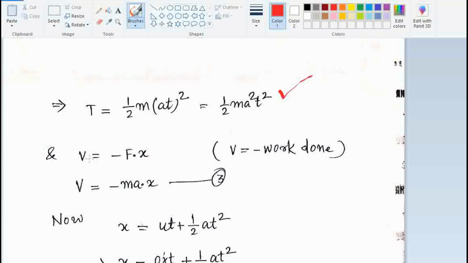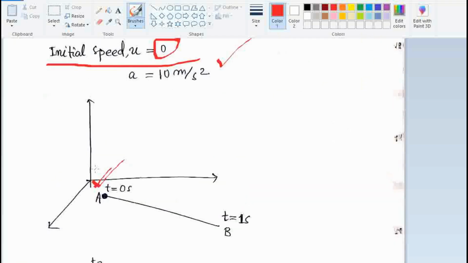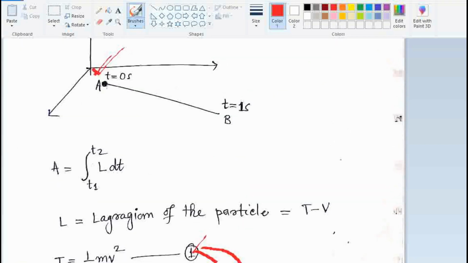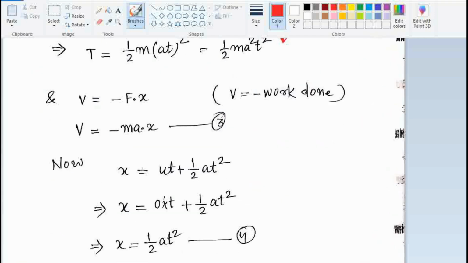But we should not do it like this, because we have to take the work that has been done throughout the motion. That means from this to this, there will be work done from point A to B. That work done should be taken into consideration because work done is the negative of potential energy. So if you take that concept, the potential energy is the negative of work done.